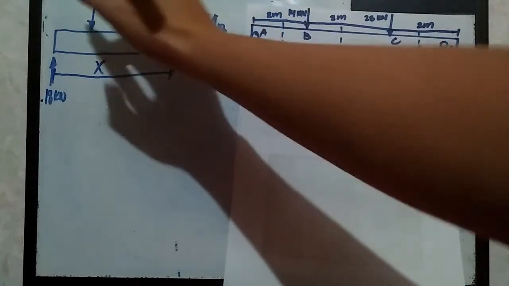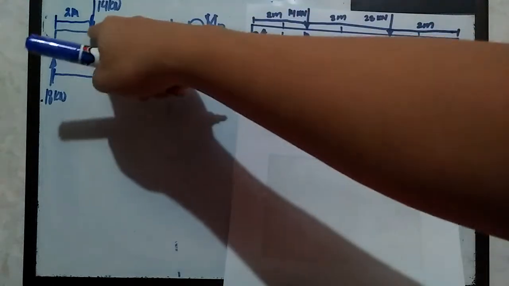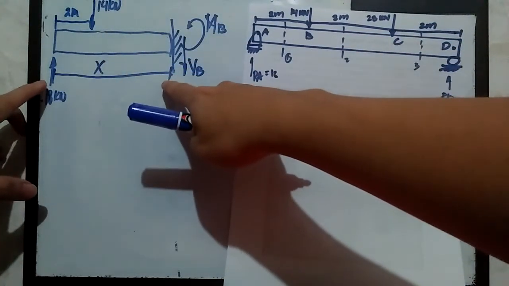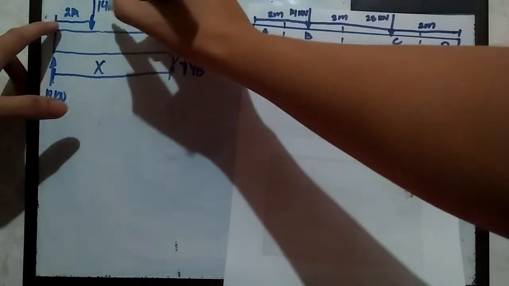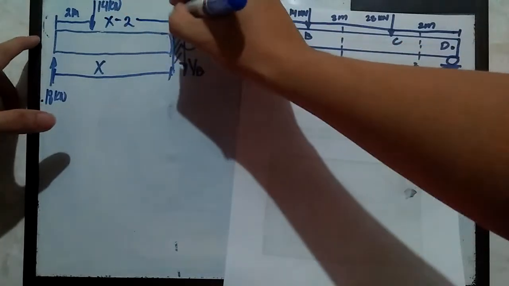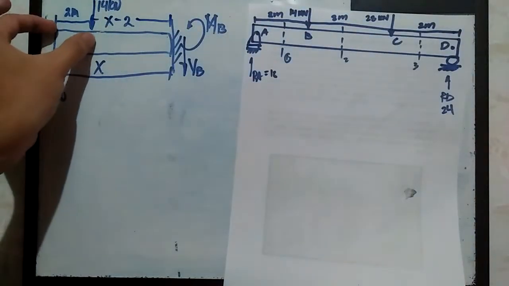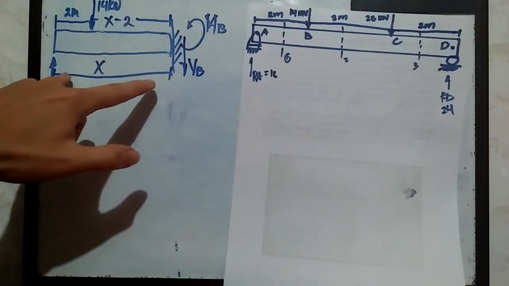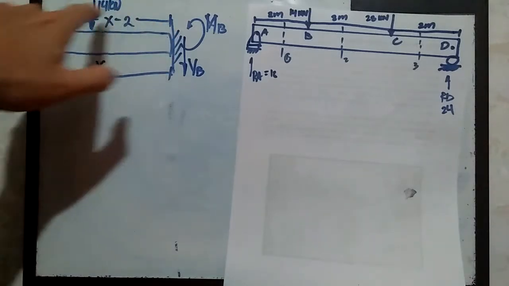In order for us to measure the perpendicular distance of this 14 kilonewtons from this section, we just need to consolidate the distances. This is 2 meters. So what is this distance? If the whole length is X, then we just need to subtract 2. So this is X minus 2, right? It makes sense because this measurement is 2 and the whole measurement for this section is X. So we just need to subtract 2 meters from X.